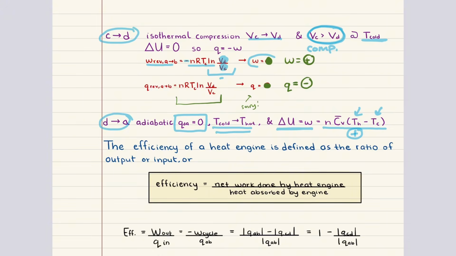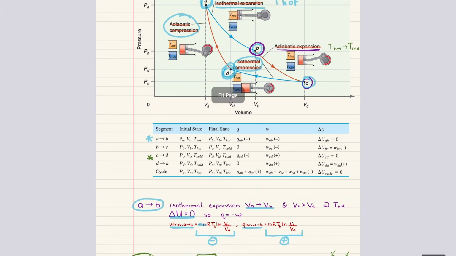Because we return to the starting state, the change in internal energy over the whole cycle equals 0. Therefore, the total heat absorbed by the gas over the cycle equals the negative of the total work it does. So we can write work cycle equals negative QAB plus QCD.